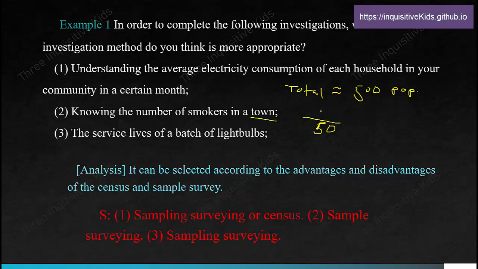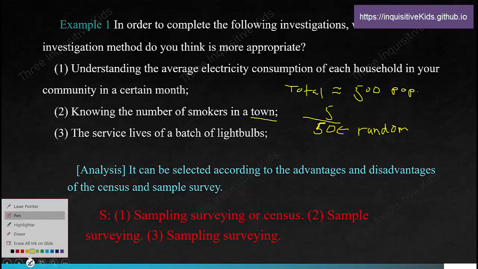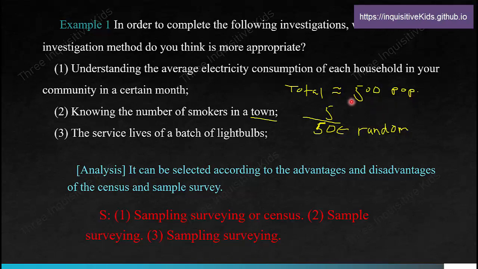Say 5 smoke. And since these were randomly chosen, you can get an idea of the percentage of the people from this actual 500 population who smoke. So what you can do is multiply the denominator and numerator by 10. So now the bottom is 500 and the top is 50. It tells you that from 500 people, 50 people in the community smoke.